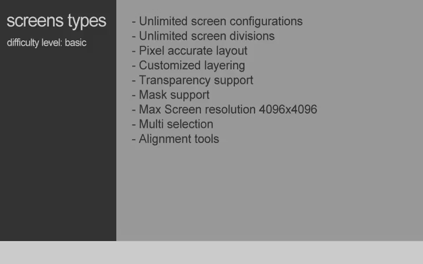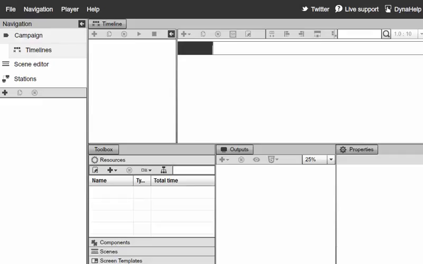We also support the maximum screen resolution of 4096 by 4096. And this large screen area can actually span multiple displays in both vertical and horizontal alignment. So let's go ahead and demonstrate how to use some of the multi-selection and alignment tools to create the perfect screen configuration. So the first thing we want to do is enable the screen editor.